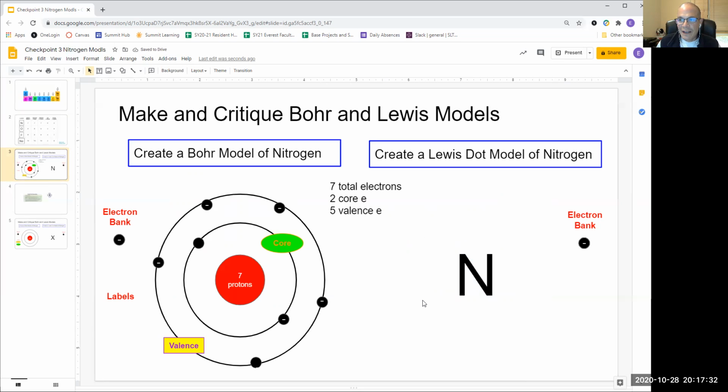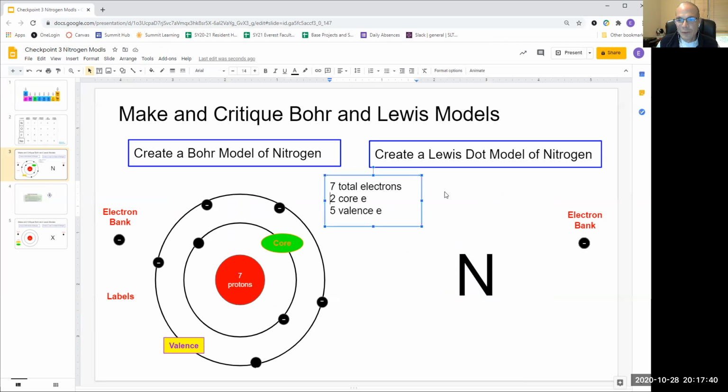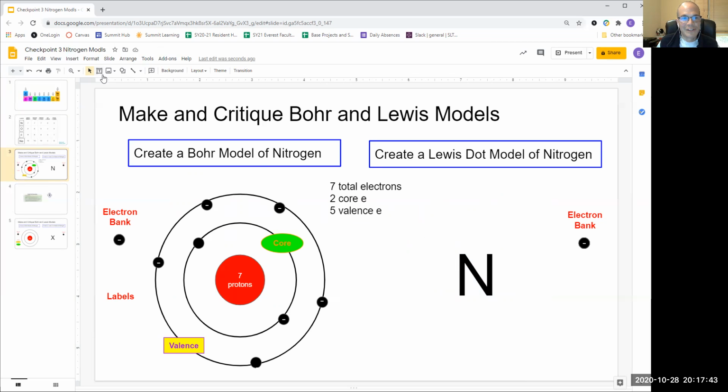And now the important difference between the Lewis models and the Bohr models is that this Bohr model shows all of the electrons, including these 2 core electrons. In the Lewis model, we don't care about the core electrons, so we only show the valence electrons.